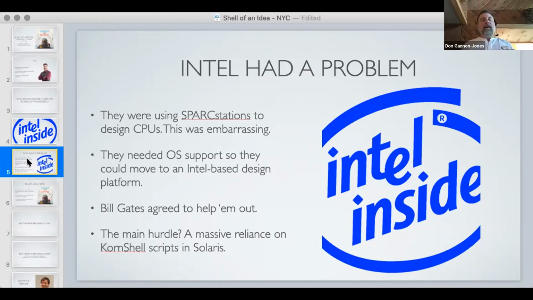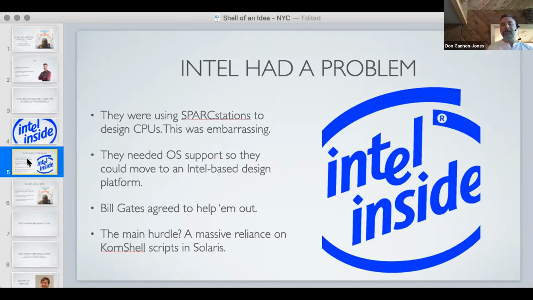But as they dug into it, they realized that Intel had this massive reliance on Korn shell scripts in Solaris. So Korn is one of the more popular Unix shells, along with Bash and C shell, which a lot of people have heard of. They used a ton of scripts to do a lot of automation. And I mean, you guys know how scripting is, right? You know, once you've written 20,000 lines of script, if somebody comes up to you and says, hey, could you rewrite that in Python? You'd be like, no, I'm going to quit my job. I don't want to rewrite it in Python. It took me too long to write this, and if I touch it, it'll break. And that's exactly how Intel felt.